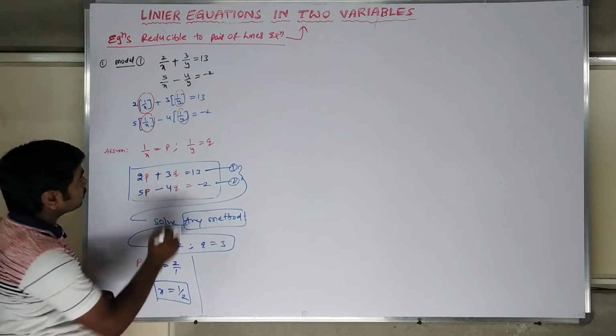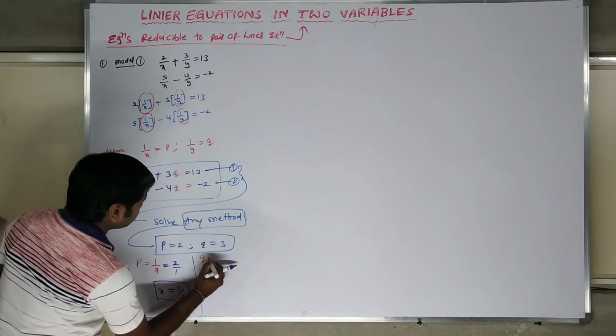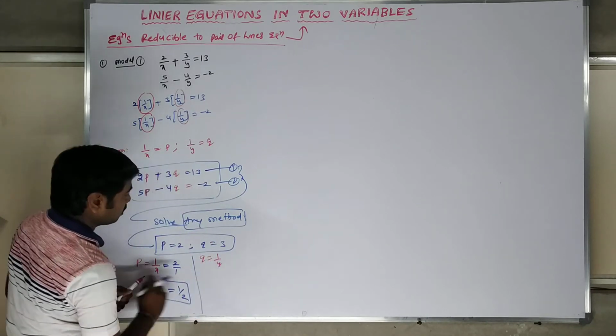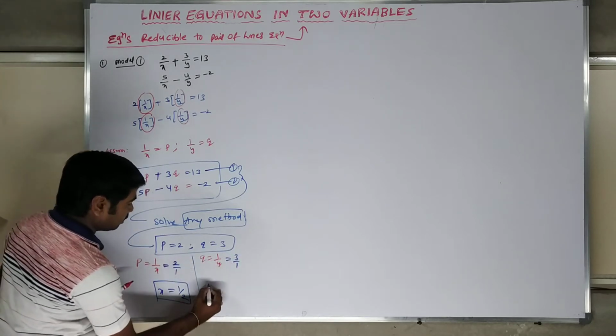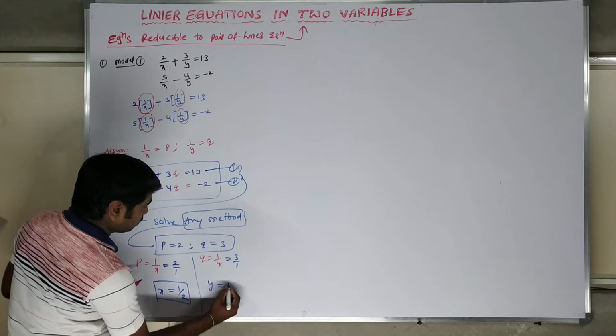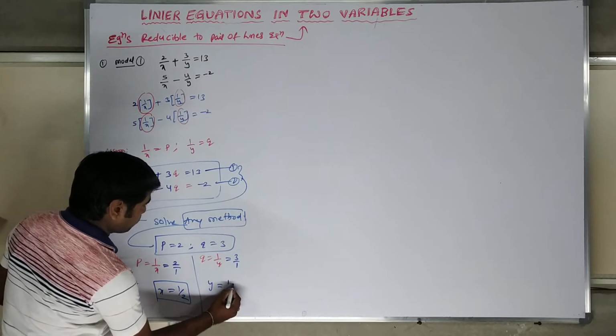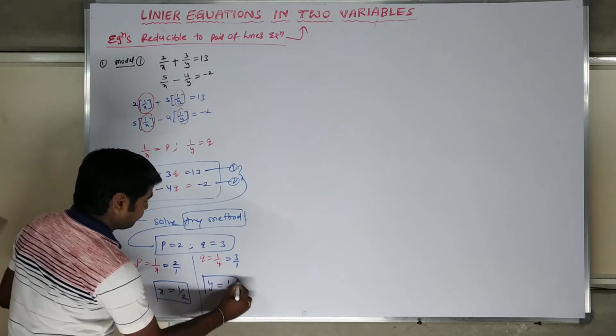Next case, what is the q value? So q is equal to 1 by y. And what is the answer you got, q is equal to 3? 3 by 1. Cross multiply, you are getting y is equal to 1 by 3. I got it.